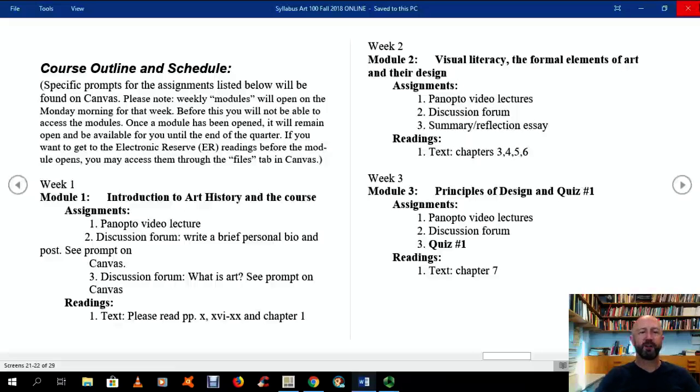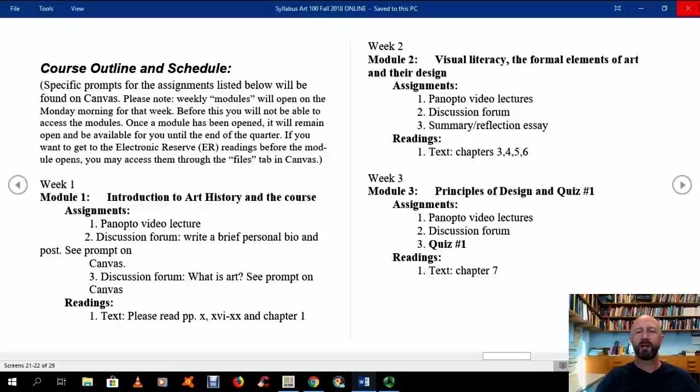Then you have your readings on the readings page, where you have to read your text, basically parts of the introductory chapter, chapter 1. That's week number 1. Week number 2, I'm not going to go over every week here, but in week number 2, you just have one module, right? And that will be various chapters of the text. You'll have a Panopto video lecture, a discussion forum, and a summary reflective essay.